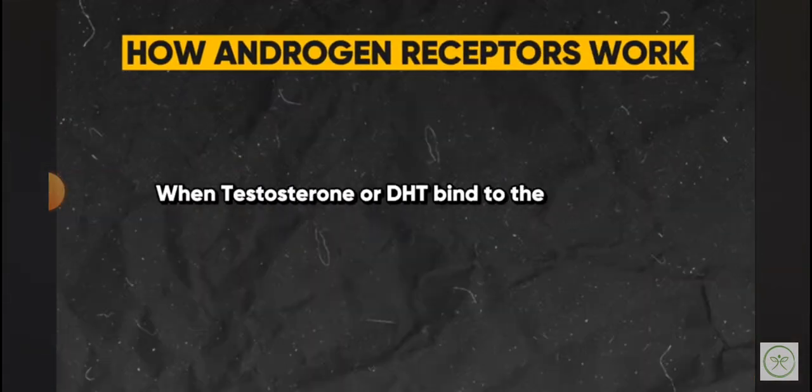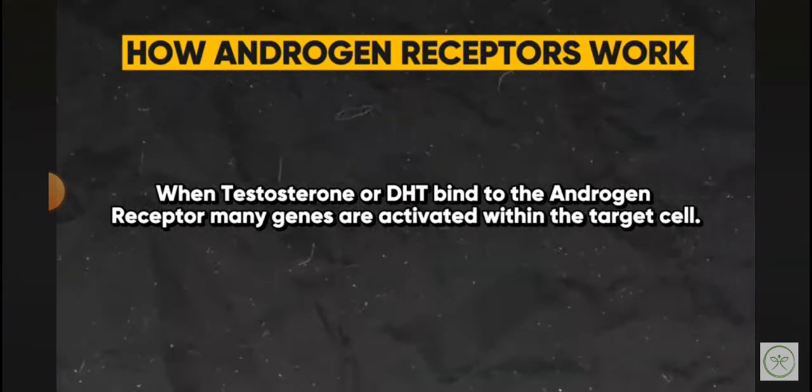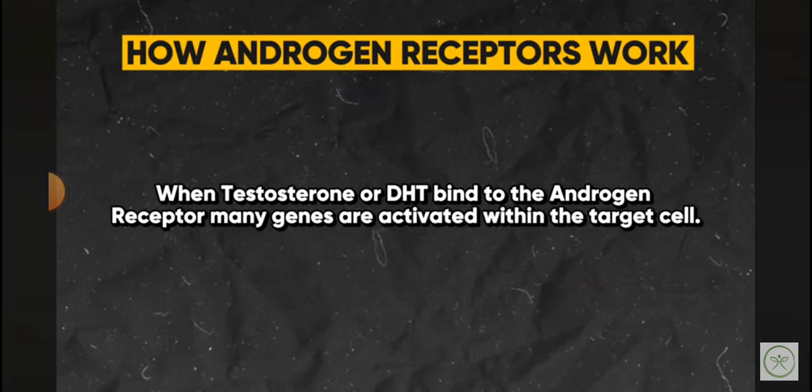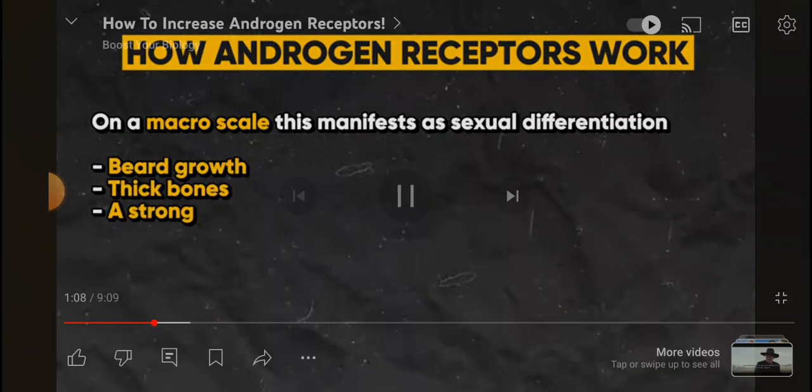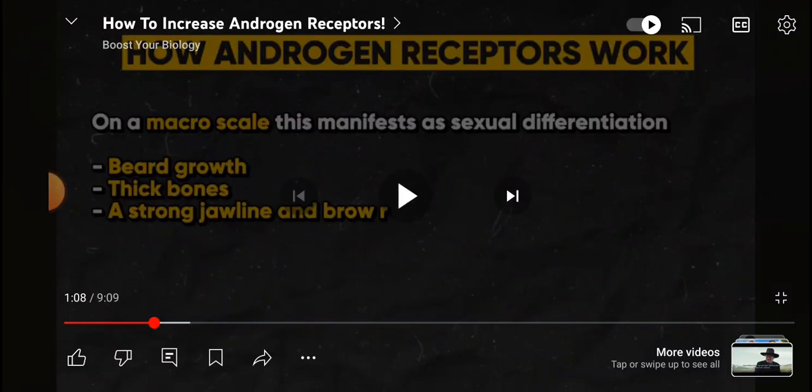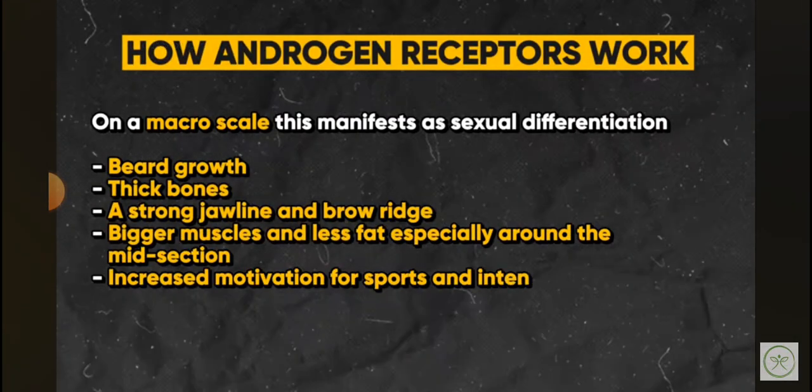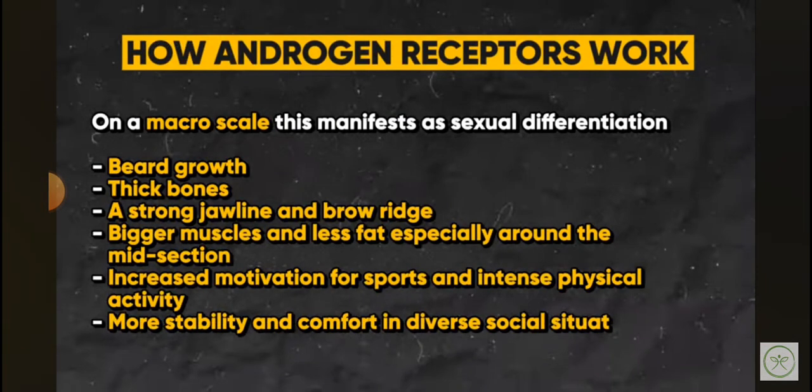In the human body, when testosterone or DHT bind to the androgen receptor, many genes are activated within the target cell. On a macro scale, this manifests as sexual differentiation. Beard growth, thick bones. We need thick bones, man. A strong jawline and a brow ridge. Well, I'm going to teach you how to do those things too. It's really simple. The androgen receptor, how it works.